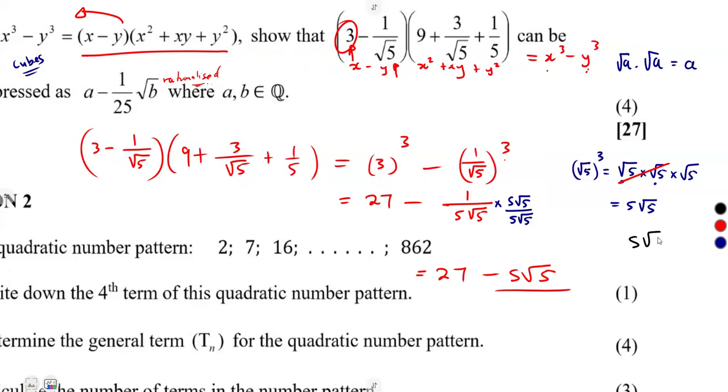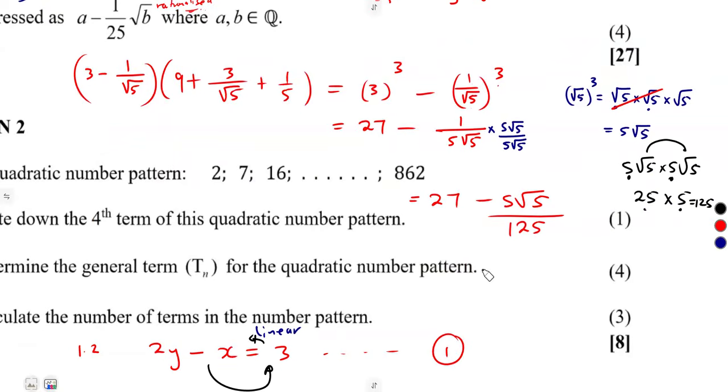It is like this, 5 square root of 5 times 5 square root of 5. 5 times 5, that is 25. The square root of 5 times square root of 5 gives us what? A 5. Remember here, square root of 5 times square root of 5 gives us 5. So 25 times 5, that is going to give us 100 and 25. So this is the same as 125. All right, so that is what you're going to have.